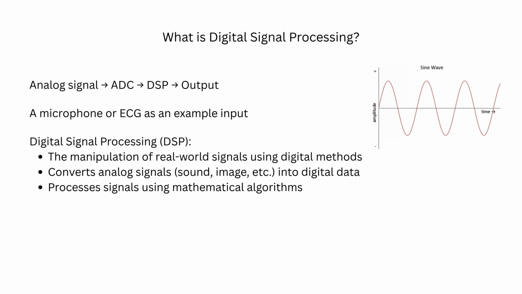Can anyone tell me why we prefer digital processing over analog? Correct. Digital processing provides better accuracy, flexibility, and resistance to noise. Some common DSP operations include filtering, compression, and feature extraction.